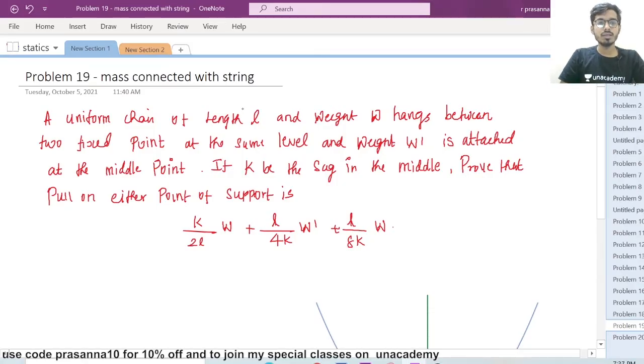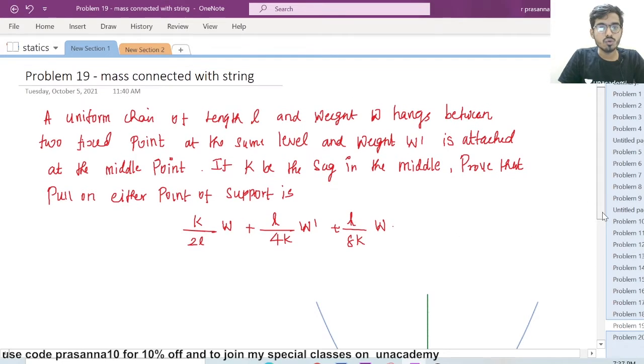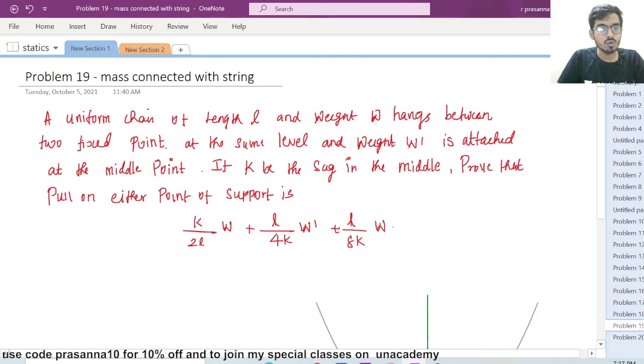So we will start. This is similar to the 18th problem. The uniform chain of length L and weight W hangs between two fixed points at the same level, and a weight W dash is attached at the middle point. In the previous problem, a load P was attached at the lowest point. Here it is W dash, attached at the middle point.